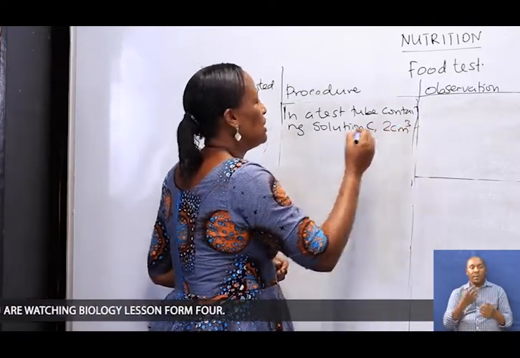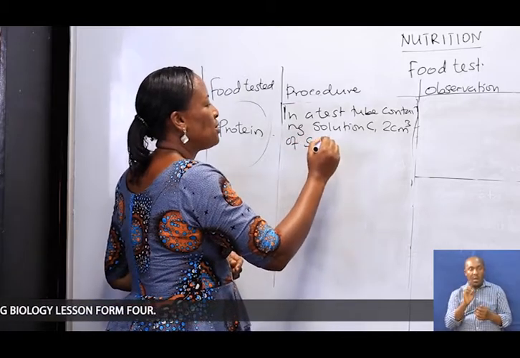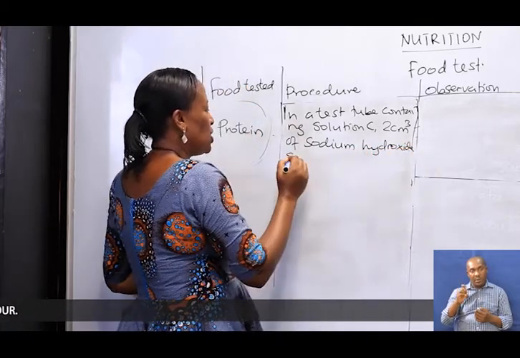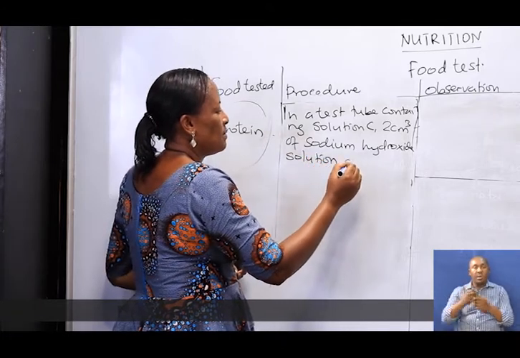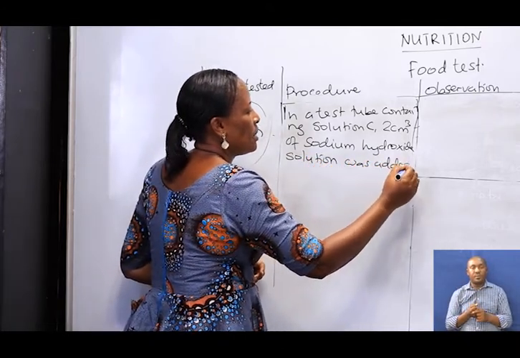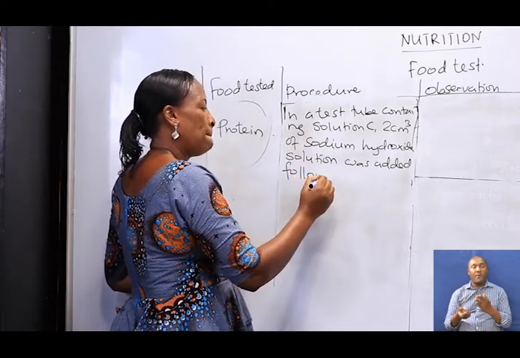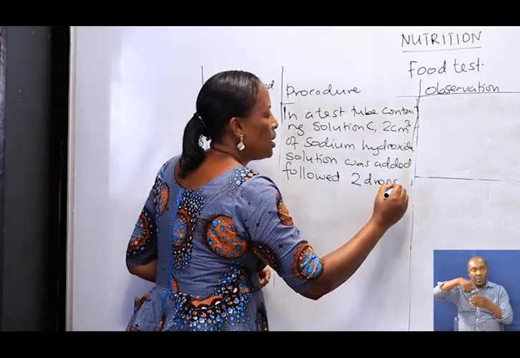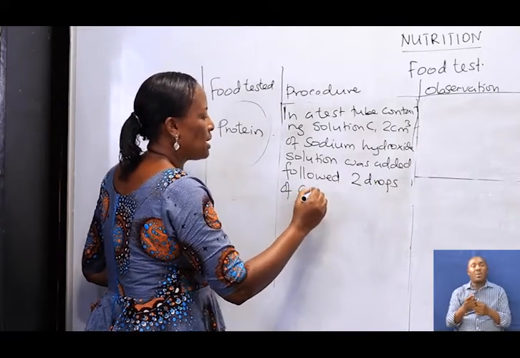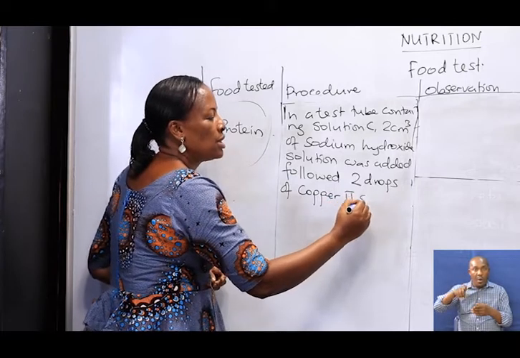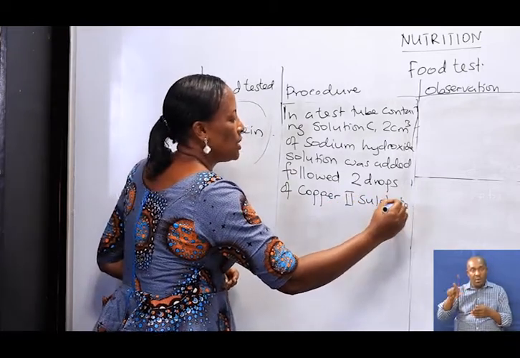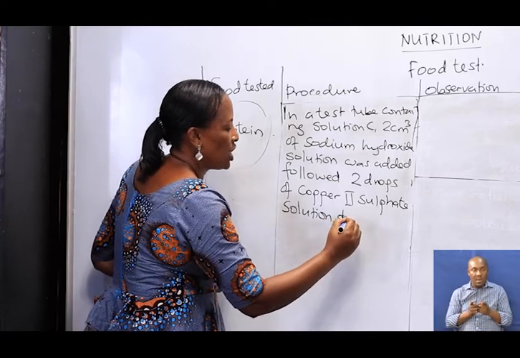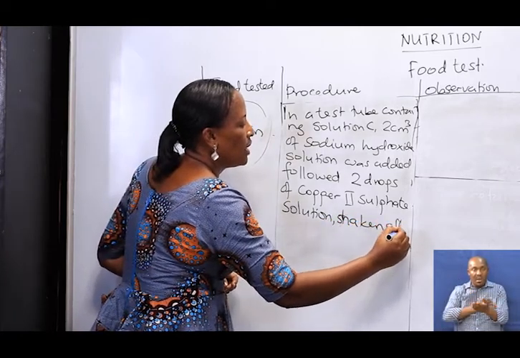Two centimeter cubed of sodium hydroxide solution was added, followed by addition of 2 drops of copper 2 sulfate solution. Then the mixture was shaken after each drop.